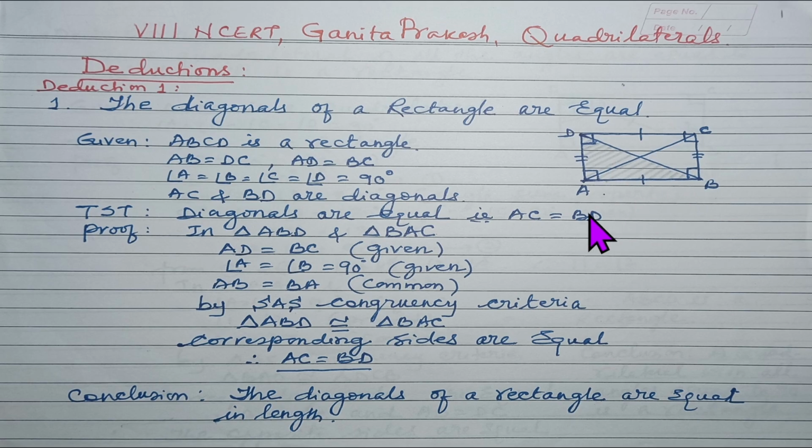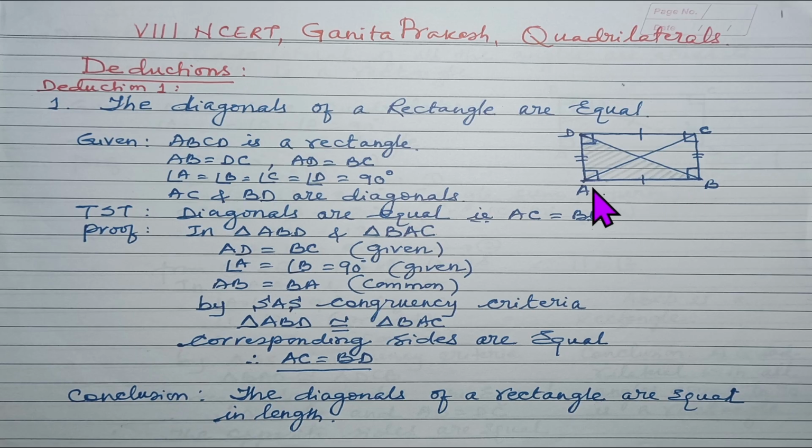Now for that, let us consider triangle ABD. Let us take the triangle ABD and triangle BAC. I have shaded here triangle ABD and triangle BAC. In triangle ABD and triangle BAC, we know that AD is equal to BC because they are the opposite sides of a rectangle. Angle A is equal to angle B because all the angles are equal to 90 degrees. Therefore, angle A is equal to angle B is equal to 90 degrees, and AB is equal to BA is common.